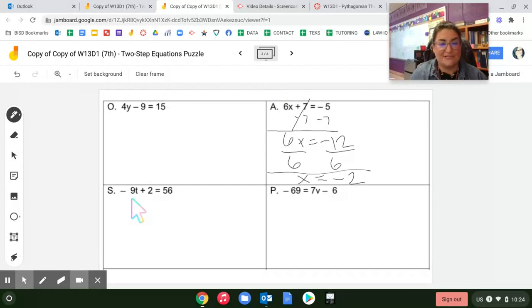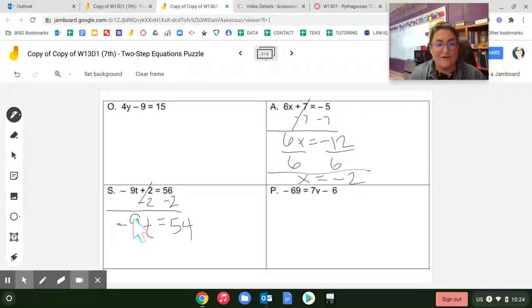One of the other misconceptions I saw, let's do this problem number S, or letter S. I'm going to take away the +2 first. I do that by subtracting 2 on both sides. So I get -9t and 54.